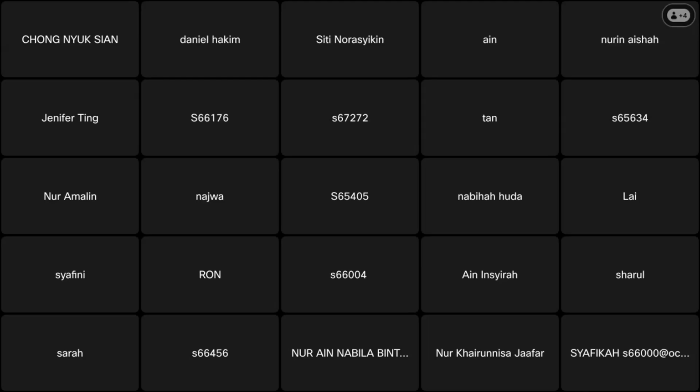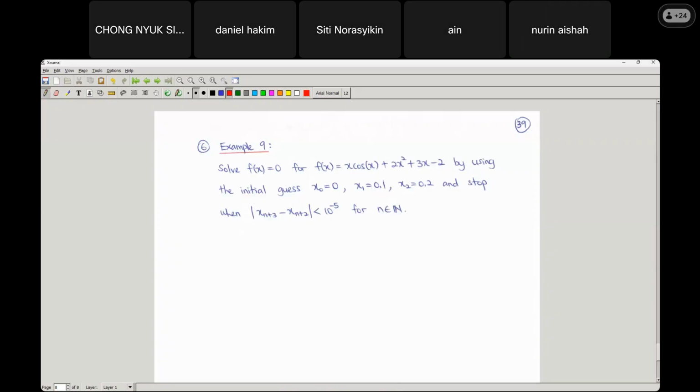Okay, so let me see what else we are going to discuss. Okay, now let me share you this. If you see this example 9, you have seen this example actually. Do you remember this function? This is a function that we have seen from the bisection method. So with the bisection method, we have used a similar function to find the root.